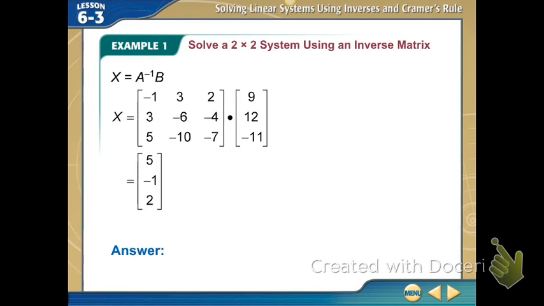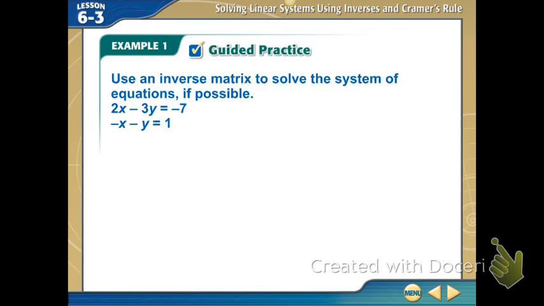All right, so let's take a look at the first practice problem. So this is the practice problem for example number 1. Use an inverse matrix to solve the system of equations if possible. So you want to start by writing an equation matrix, then finding the inverse, then multiplying both sides by the inverse to solve.